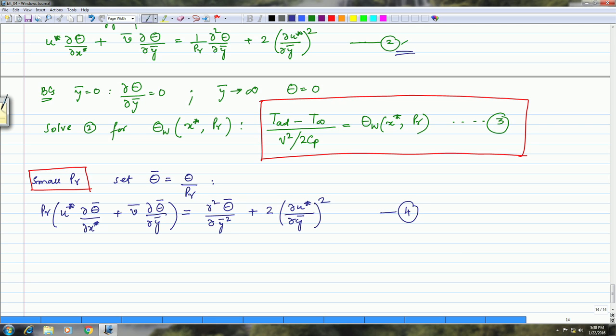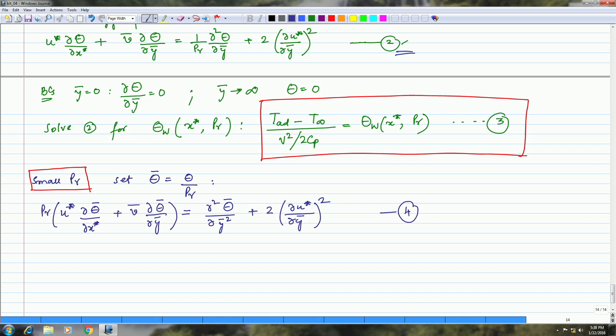Right. So what we basically do is we just set theta bar as theta divided by the Prandtl number, and we change that and put that into equation 2. So what we get is this, and so we get equation 4.